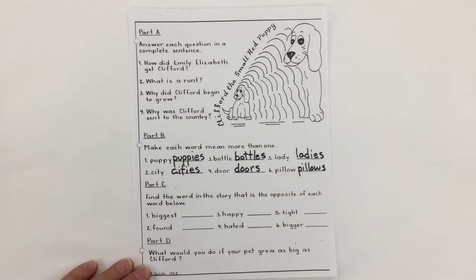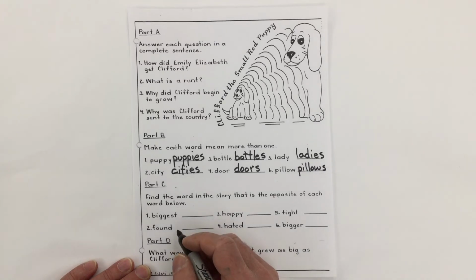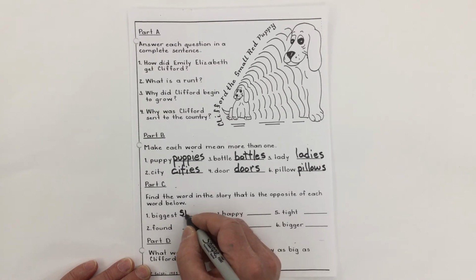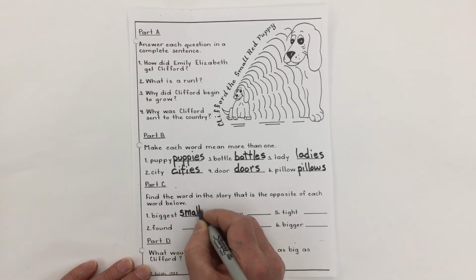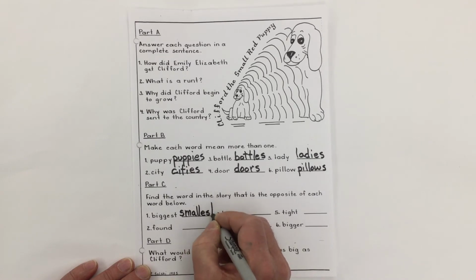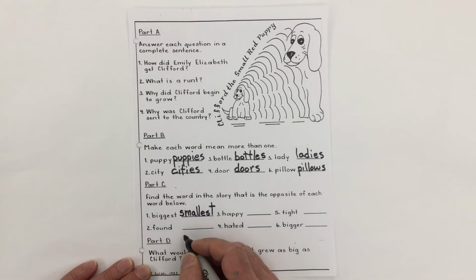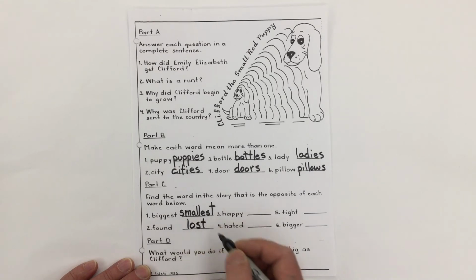Part C. Find the word in the story that is the opposite of each word below. Biggest, opposite of biggest is smallest, or we could also say tiniest, smallest. Opposite of found is lost, lost.